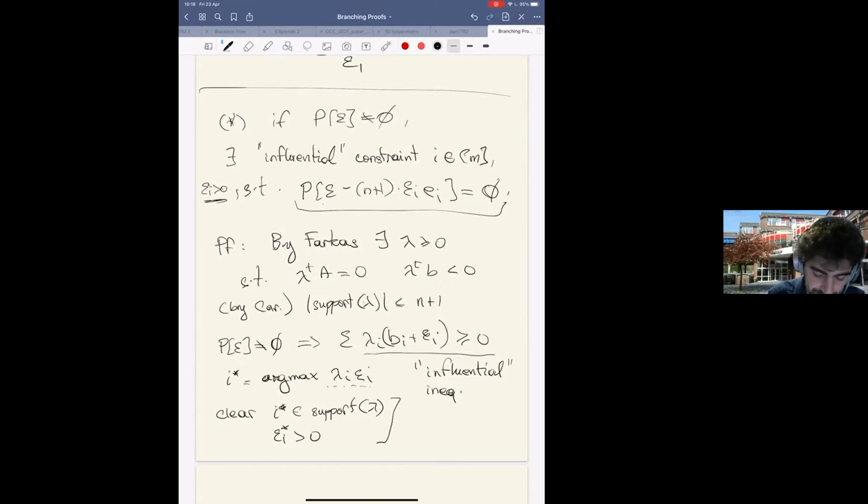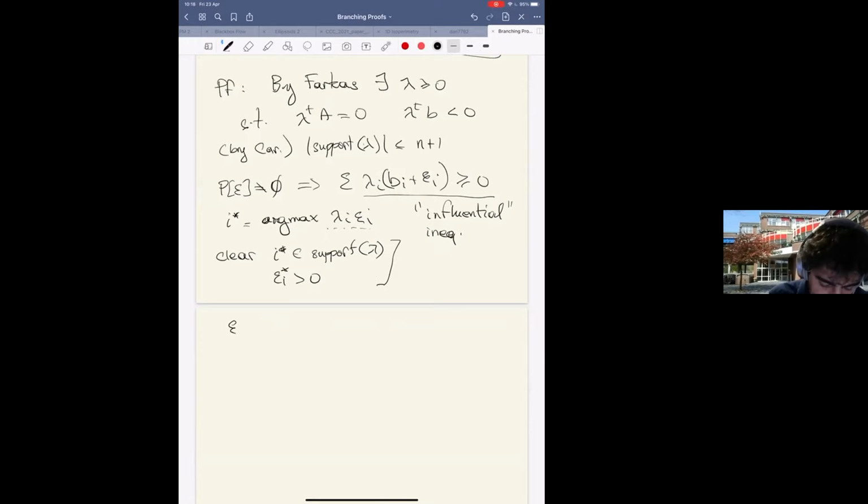And now let's just look at epsilon prime, which, I wrote it in this kind of funny way, was epsilon minus n plus one times epsilon I star times the standard basis vector E I star. But all this is saying is that epsilon prime I is equal to epsilon I for all I not equal to I star.